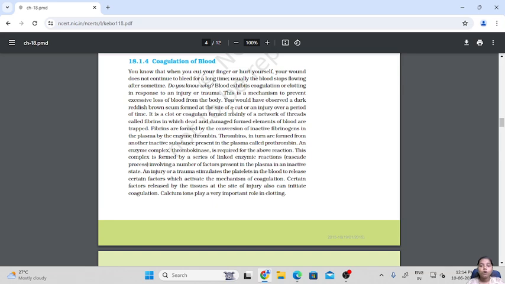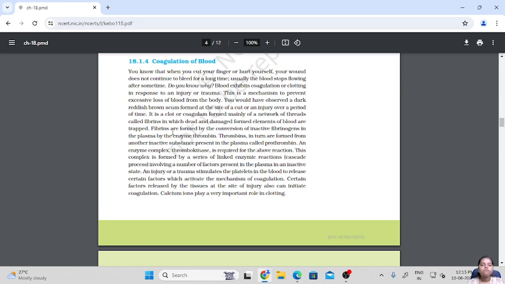You would have observed a dark reddish brown scum which forms at the site of the cut or injury over a period of time, after the blood flow stops. That is a clot or a coagulum, formed mainly of a network of threads which are called fibrins. These fibrins contain the dead and damaged formed elements of blood, which get trapped.